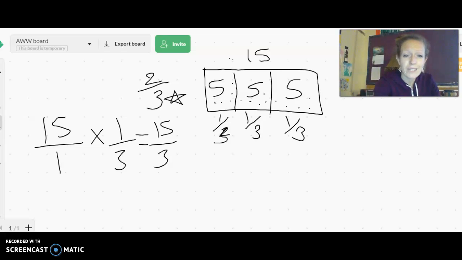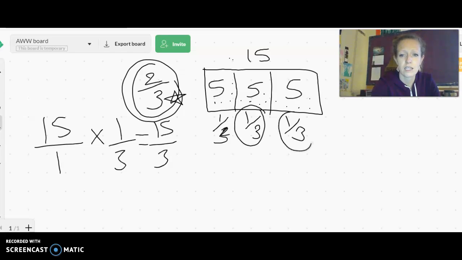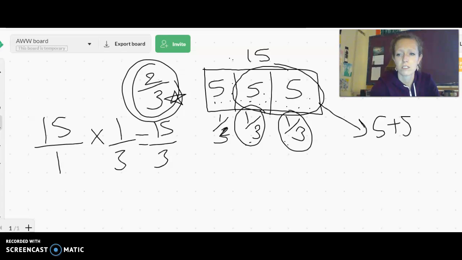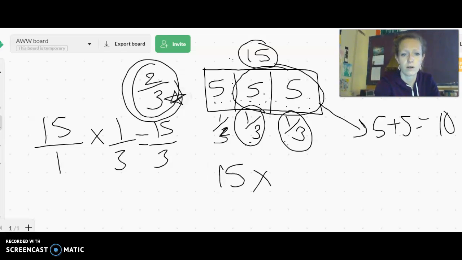So now, but I don't have 1/3, I have 2/3. So that means I'm going to be working with this and this 2/3, the value of which is 5 plus 5, which equals 10. Exciting stuff. Let's check it using our multiplication trick, multiplication and division. We're going to take our number 15 times our original fraction, 2/3.